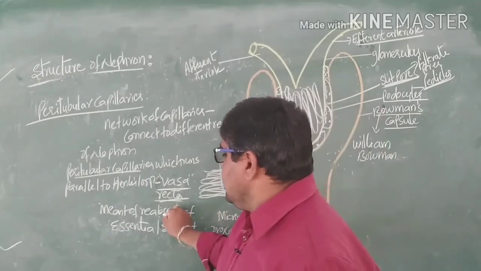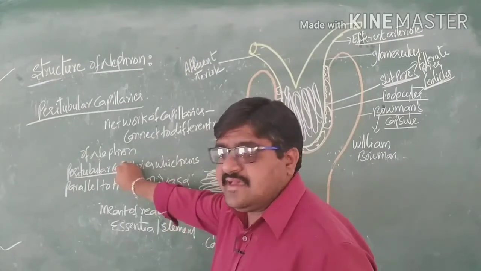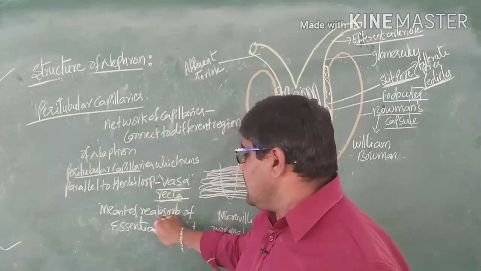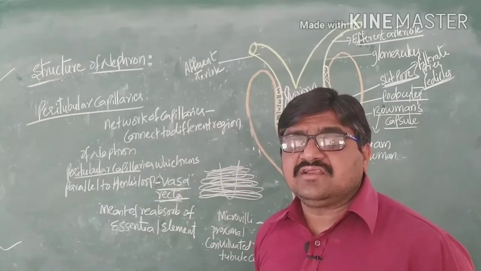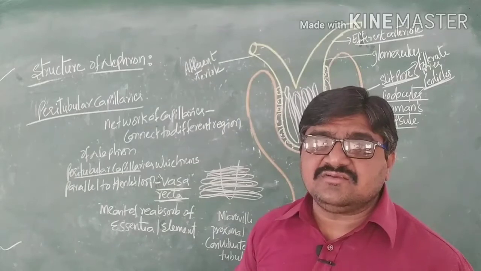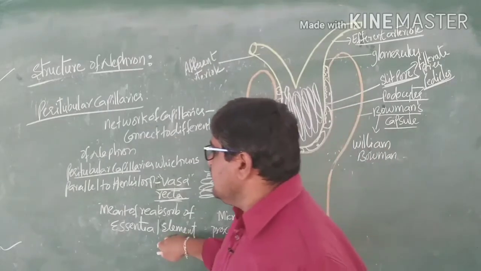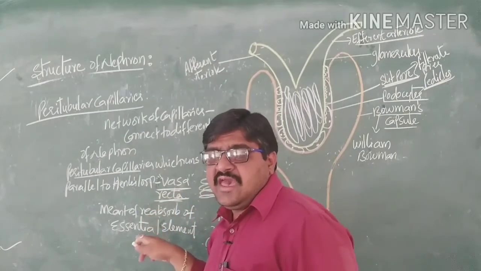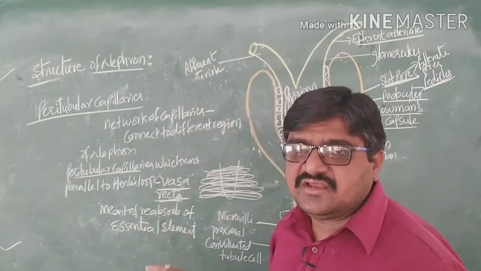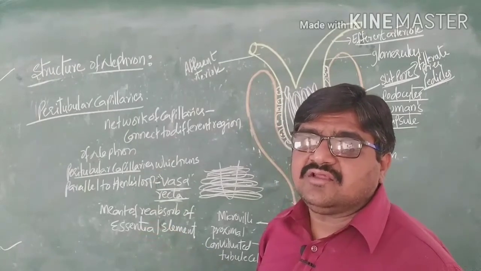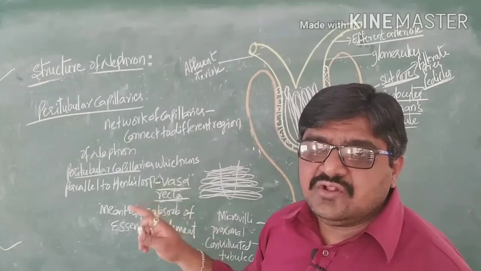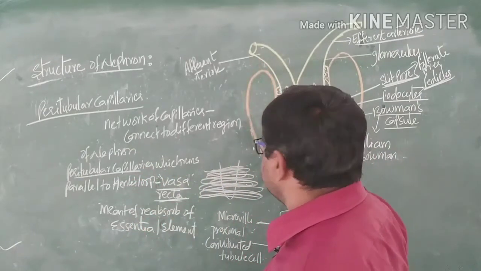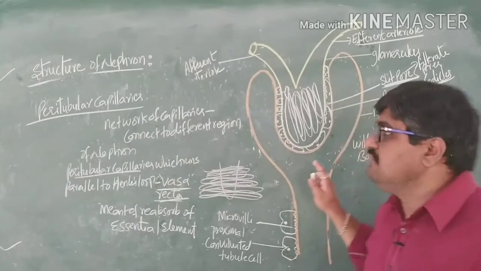But here, the peritubular capillaries and vas recta are mainly meant for the reabsorption of essential elements. So these are the different parts present in the nephron. The first one is the Malpighian tubule, where the Bowman's glomerulus as well as Bowman's capsule together we can call a Malpighian tubule.